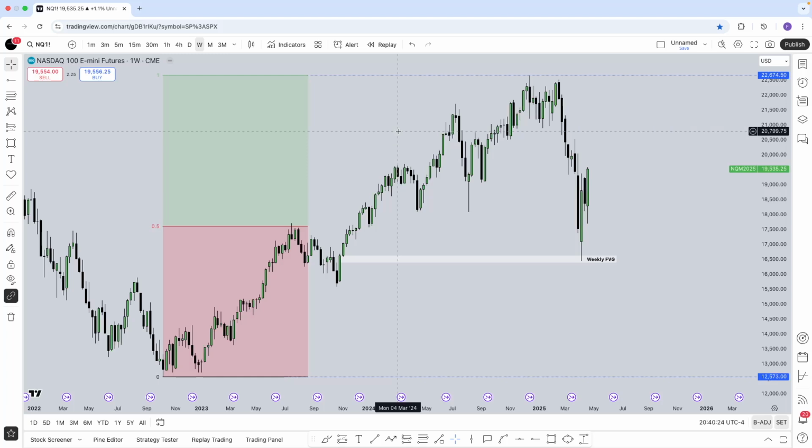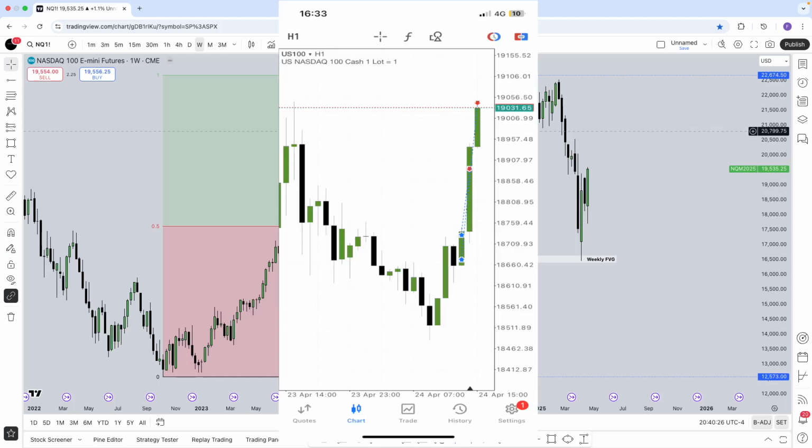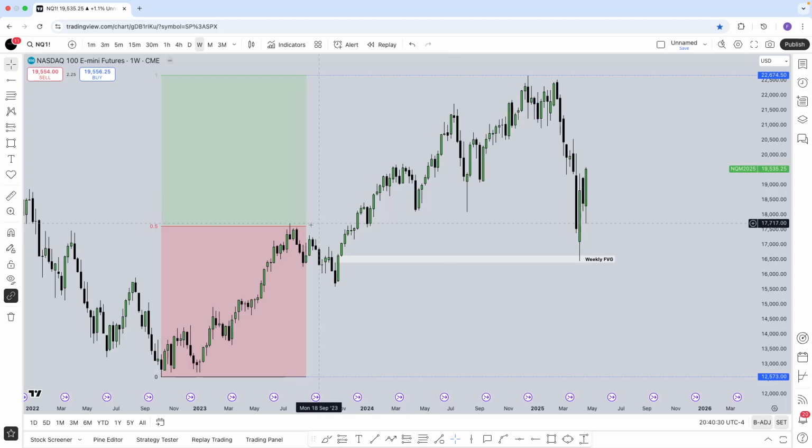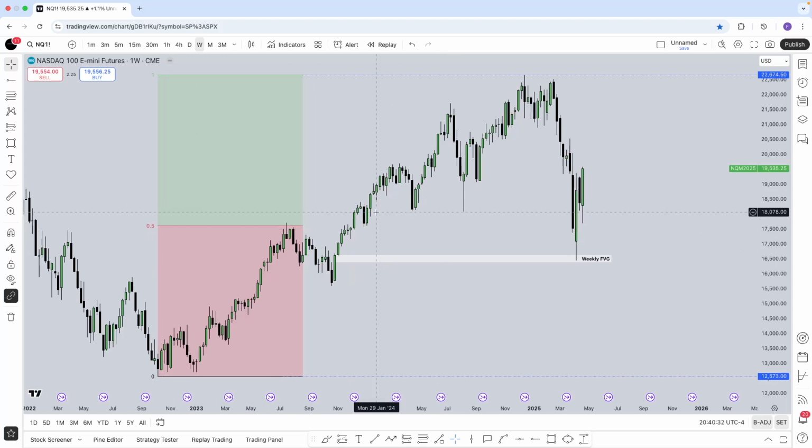So I'm just gonna quickly explain how I took this trade on Thursday, making me over $3,000. Now starting on the weekly, I'm just going to do a top-down analysis to explain the trade.